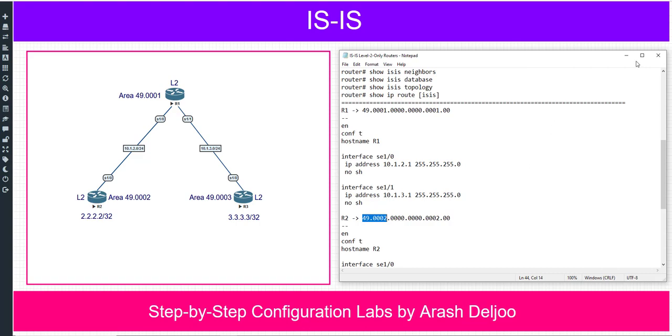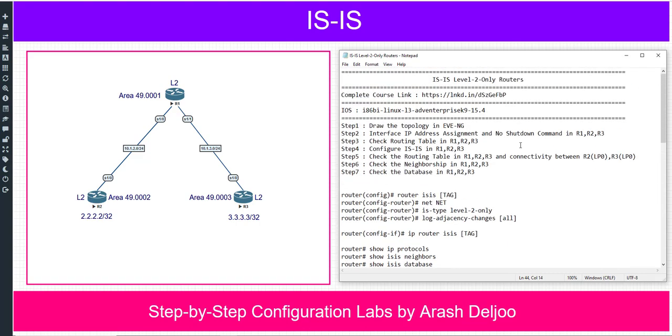Let me configure this scenario. It is so easy. Don't forget, we again have 7 steps. Step 1, draw the topology in EVE-NG. You need to draw it, but I did it. After that, interface IP address assignment and the no shutdown command in router 1, router 2, and router 3. Again, I did it. Then check the routing table in router 1, router 2, and router 3. You know that now we have only connected and local networks because I didn't configure ISIS in this scenario.